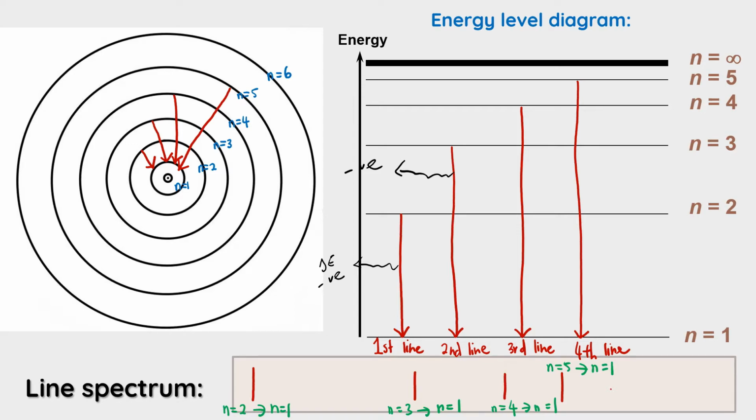So in the line spectrum, you can read the first line as the transition from n=2 to n=1. The second line is the transition from n=3 to n=1. The third line is the transition from n=4 to n=1. And the fourth line is the transition from n=5 to n=1. By knowing the transition of the energy levels, you will be able to calculate the delta E, frequency, and wavelength. You can also see from the lines in this line spectrum that the gap from the first line to the fourth line decreases as the energy increases. From the first line to the fourth line, energy increases, but the gap between the lines decreases.